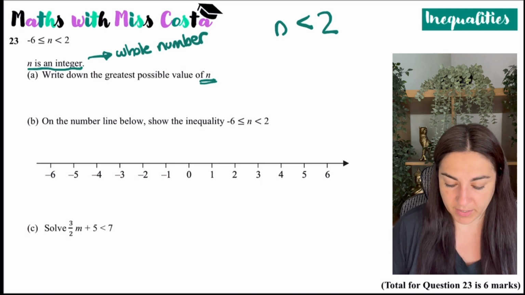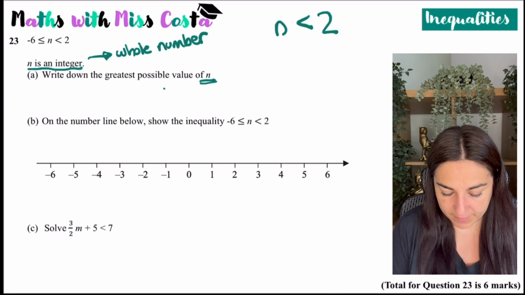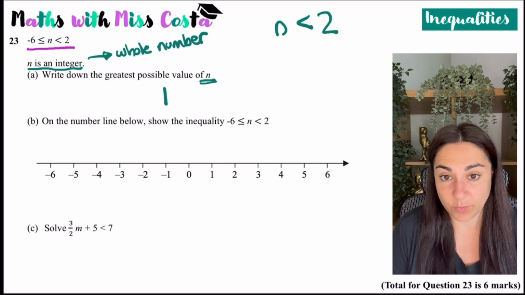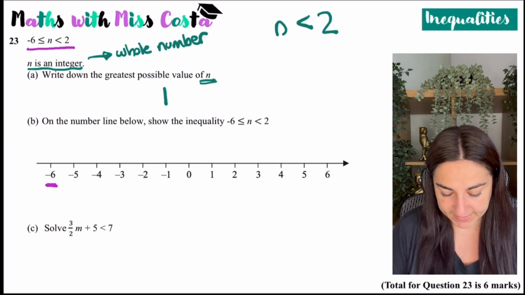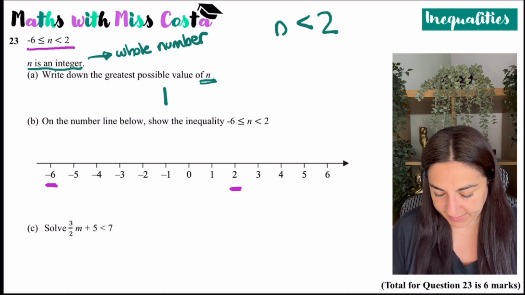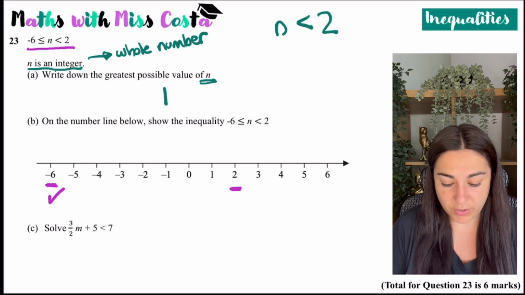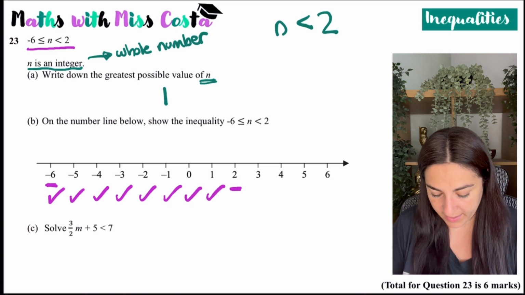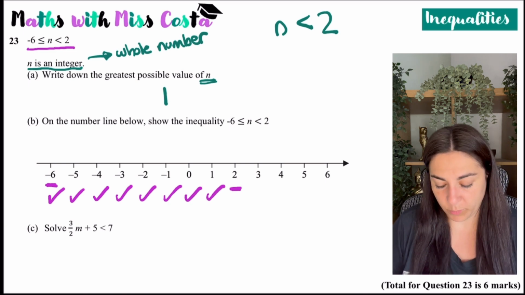I'll show you on the number line why that is. So if you think about it, -6 is over here and 2 is over here. So -6 is less than or equal to n. So could it be -6? Yes. Could it be -5? Yes, yes, yes, yes, yes, yes, yes. Could it be 2? No, it can't be 2 because it's less than 2. So that's why the largest possible number would be 1.